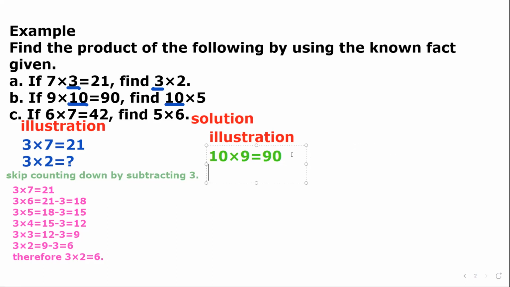Then the question says we should find 10 times 5 equal to the question mark. Okay. Good.